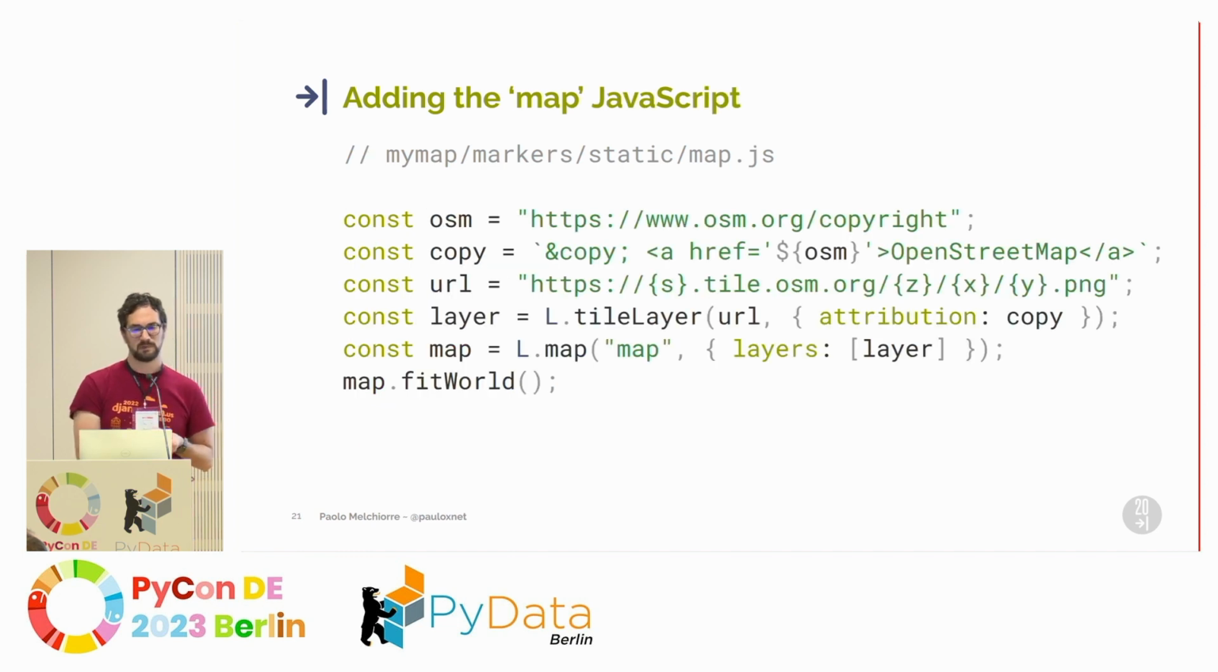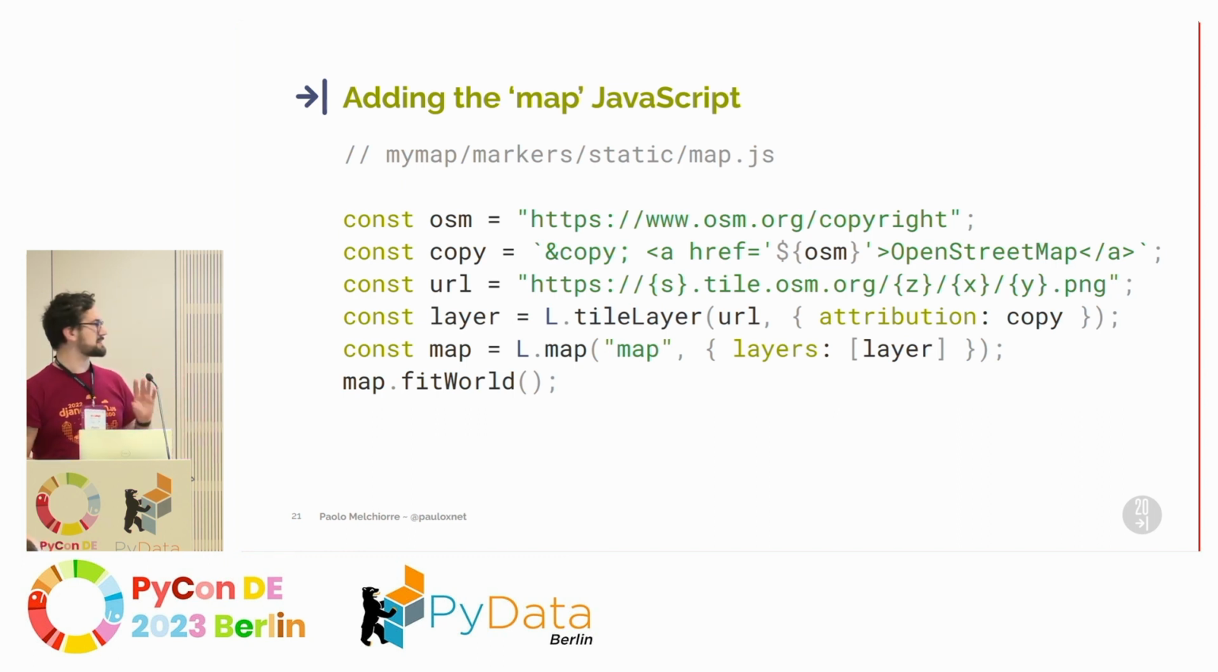And now, in our JavaScript file, we add the code to view our map. Using the defined variables, we initialize an OpenStreetMap layer. We hook the newly defined layer to our map. And the last statement sets a map view that mostly contains the whole world with the maximum zoom level possible. That's it.